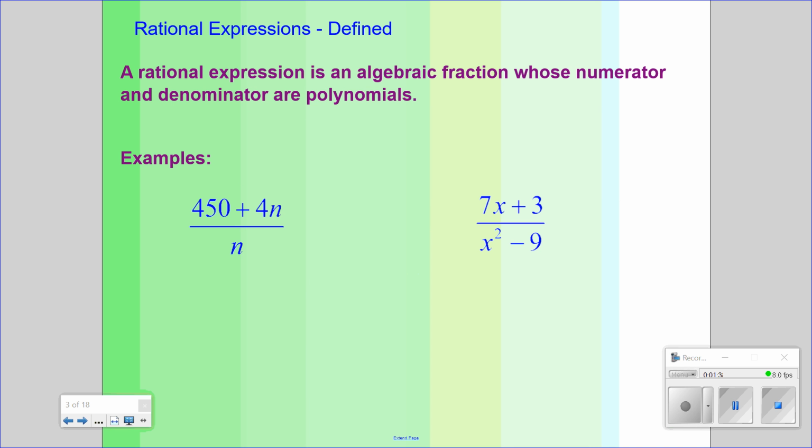So a rational expression is an algebraic fraction whose numerator and denominator are polynomials. Remember, polynomials are expressions made up of one or more monomials. So for example, (450 plus 4n) over n is a rational expression. (7x plus 3) over (x squared minus 9) is another rational expression. Your numerator is a polynomial. Your denominator is a polynomial. So today we're going to look at the basics of simplifying, multiplying, and dividing these kinds of expressions.